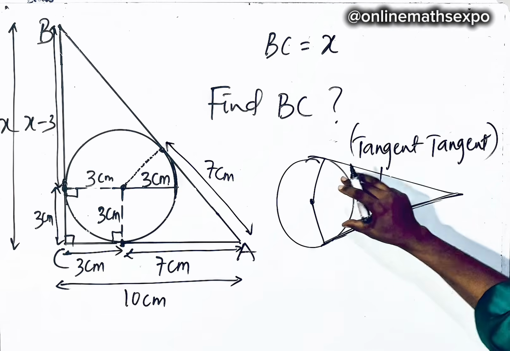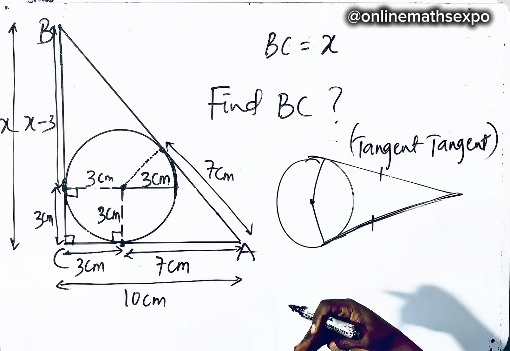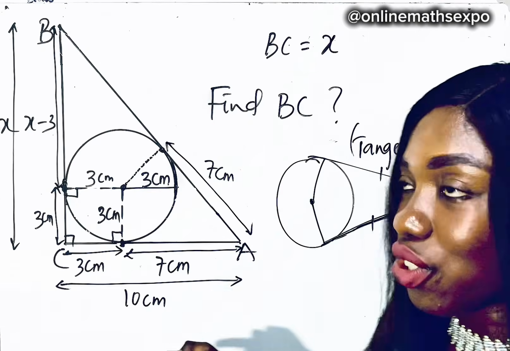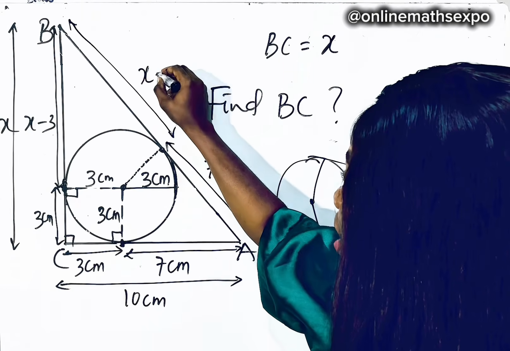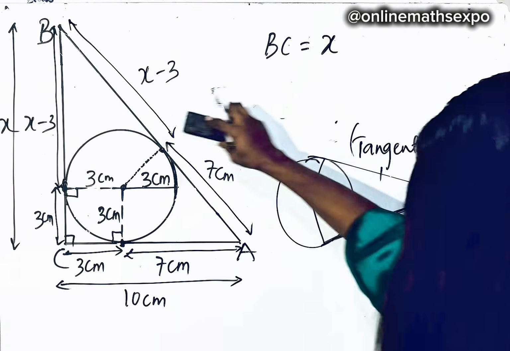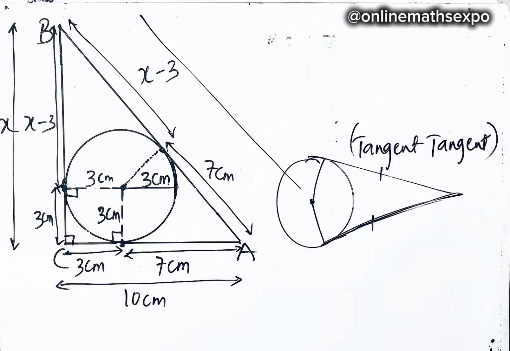Now, what should we do next? Go back again. This theorem is also seen at the upper part. Look at it critically. So from here to here gives you x minus 3. It means that this length is also going to be x minus 3. Now that we have found this, what should we do? We can complete this length. So let's complete this whole length.